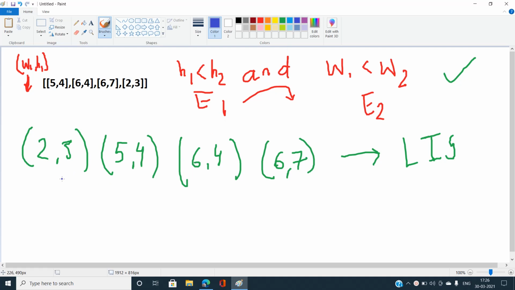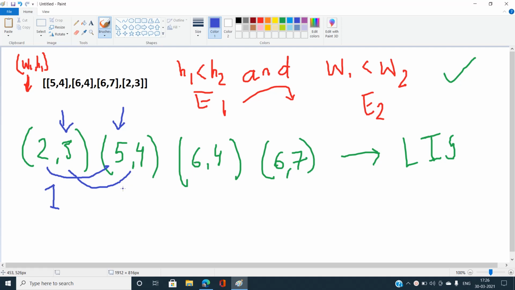So let's define a dp array where dp of i denotes the longest increasing subsequence of envelopes that we can have up to this index. Up to this index we have only one envelope, so our answer should be 1. And what is the longest increasing subsequence up to this envelope? You can see 2 is less than 5 and 3 is less than 4. Note that I am talking about strictly less than.